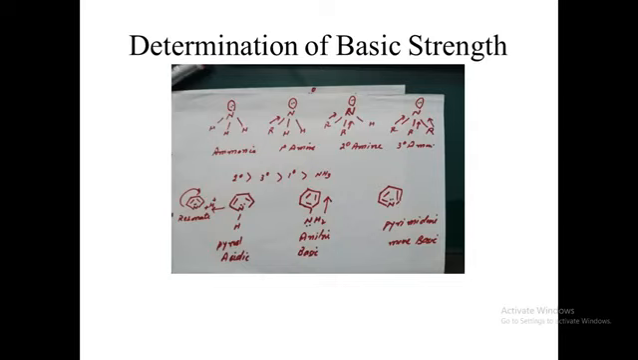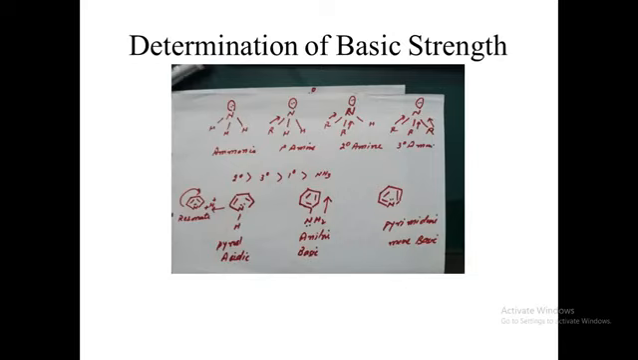Which one will be the best base, which can donate an electron pair easily? That will be the stronger base. In ammonia, there are 3 hydrogen atoms, and we know that hydrogen is taken as a reference. It has neither a donating nor a withdrawing inductive effect.